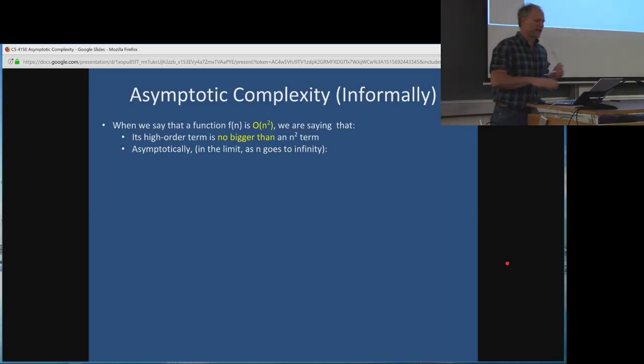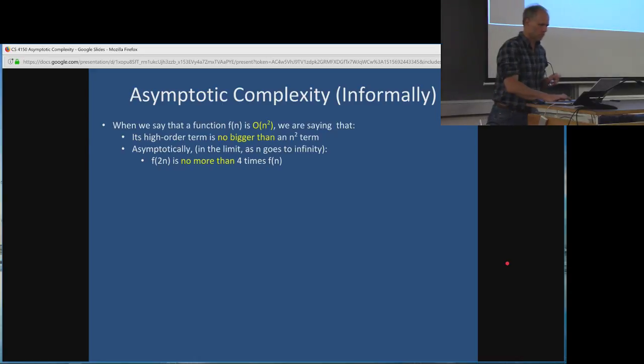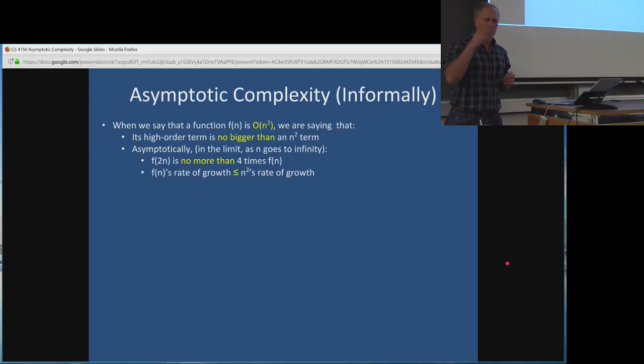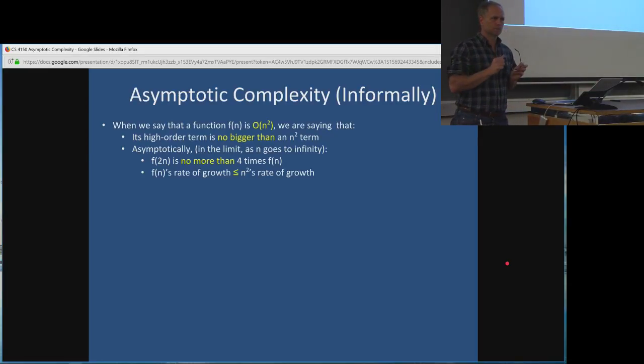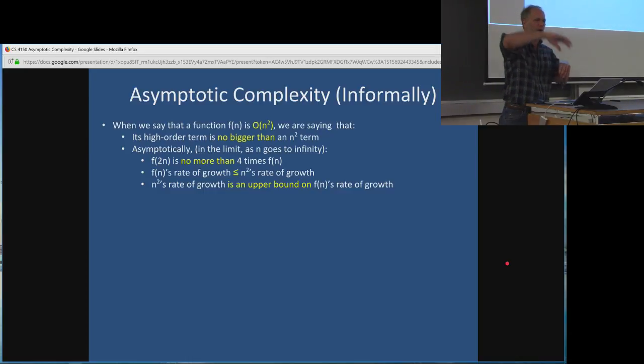You're also saying that in the limit, as n gets big, f of 2n is no more than 4 times f of n. Or f of n's rate of growth is less than or equal to n squared's rate of growth. So when you say g of n is big O of n squared, we're saying that n squared grows at least as fast as g does. So you put an upper bound on the rate of growth. N squared's rate of growth is an upper bound on f of n's rate of growth. We're not talking about actual values. We're talking about the doubling behavior essentially.